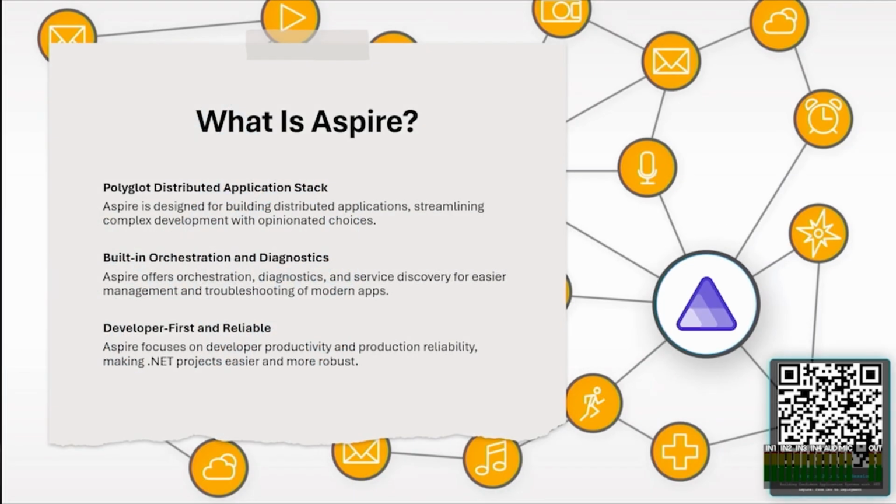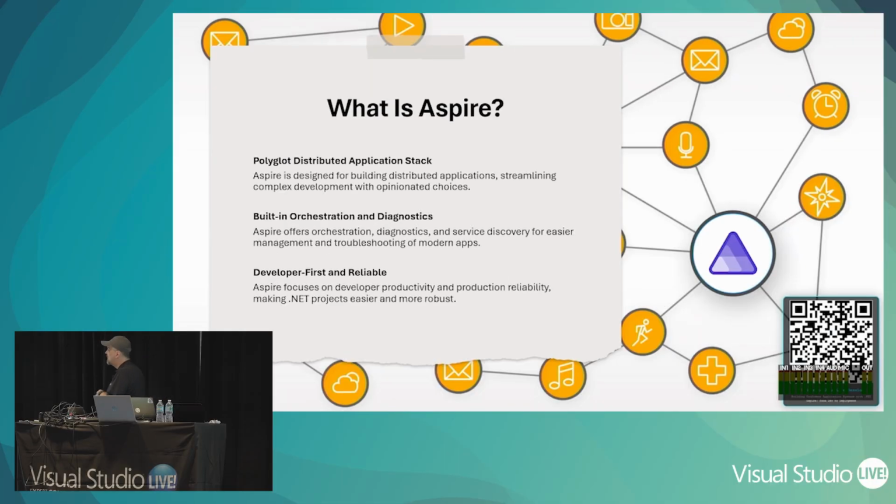So that's where Aspire comes in. Aspire is a polyglot distributed application stack. See, I had to change that because we literally released an update last week and it changed. So Aspire is going to help you build distributed applications, and distributed applications can be just a website and a database. That's distributed because you have two systems working together.